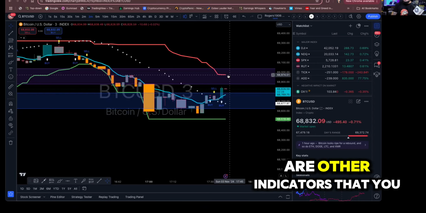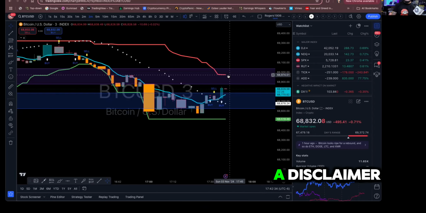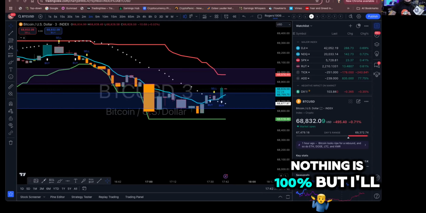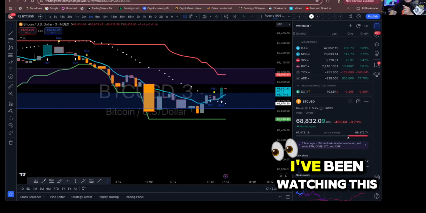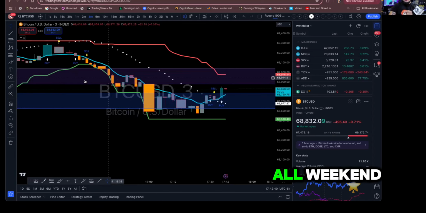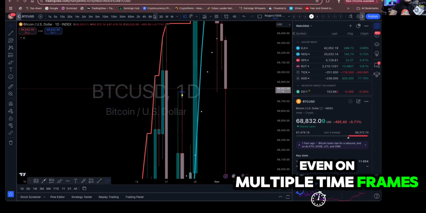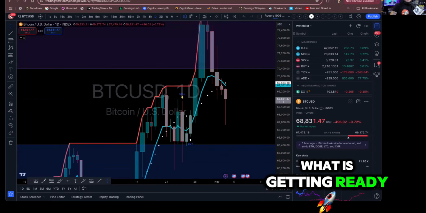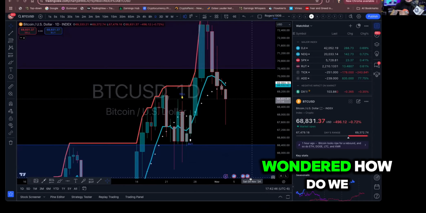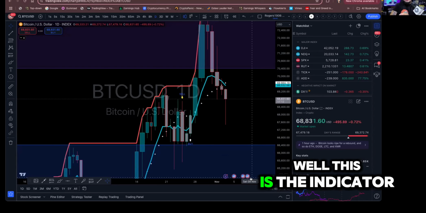Now, of course, there are other indicators that you can use, and I must give a disclaimer, nothing is 100%, but I'll tell you, I've been watching this thing and back testing it all weekend. Even on multiple time frames, I'm able to predict what is getting ready to happen. So if you ever wondered, how do we have a crystal ball? Well, this is the indicator for you.